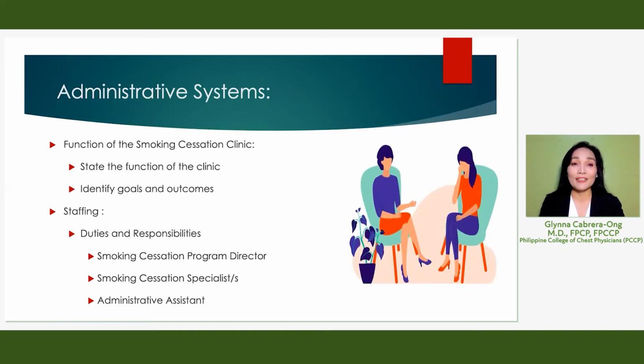We have to define the function of the smoking cessation clinic. So what do we expect from the smoking cessation clinic? What do we want to achieve? What are our goals? What are our outcomes? And after that, we have to define the duties and responsibilities of the staff. So what do we expect our smoking cessation program director to do? What do we expect from our smoking cessation specialist and administrative assistant?